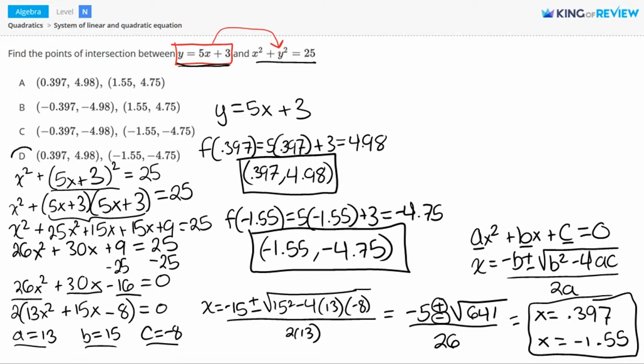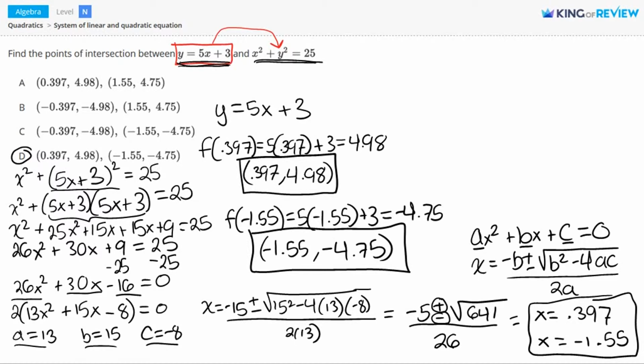So letter D is correct. We used substitution to solve this problem. This is solving it algebraically. We found what these points of intersection are, but you can also solve it using a graphing calculator. You can plug each of these equations into your graphing calculator, plot the graphs, and see where they intersect. I'm going to plot by hand a rough sketch of what these look like.